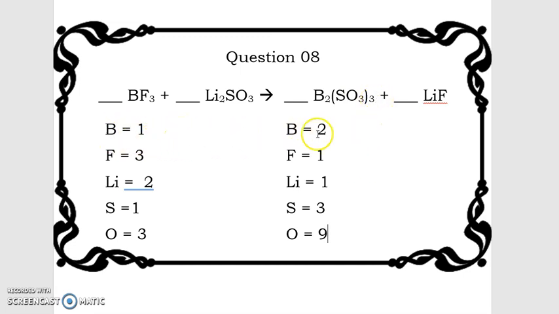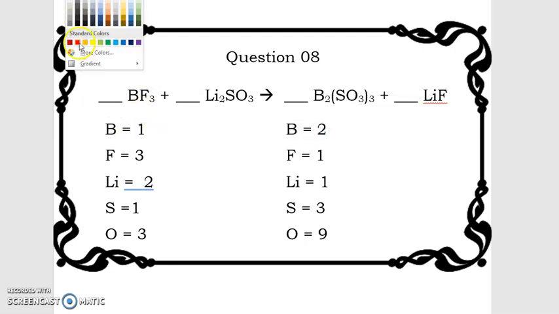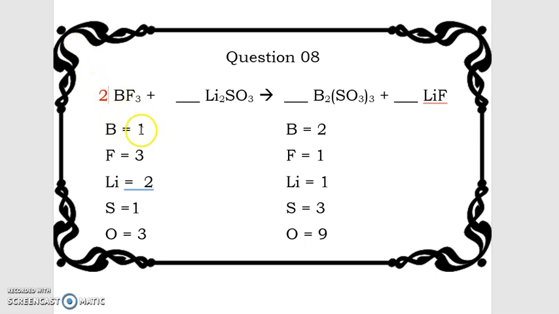I'm going to start by balancing the borons. I have 1 on the left and 2 on the right. So I'm going to change this one to a 2. That's going to make this 2. It's going to make the fluorines, going to change those to 6. Let's put this in red so we can track that change as well. So we have 2 borons now and 6 fluorines thanks to this coefficient.